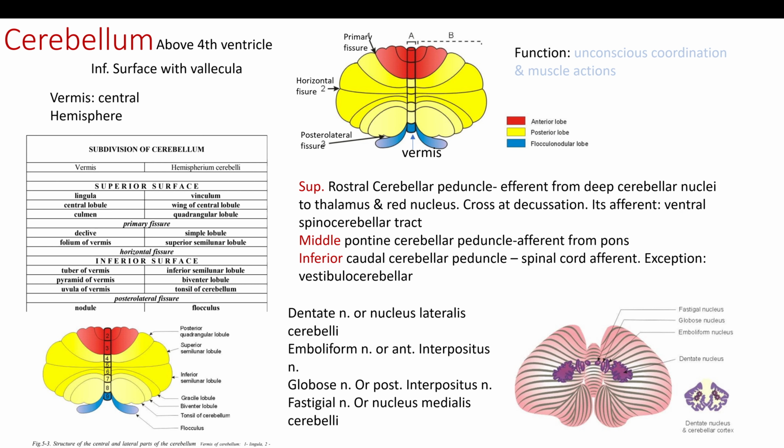It has several lobes. The anterior lobe from the superior medullary velum to the primary fissure. The posterior lobe from the primary fissure to the posterolateral fissure. The flocculonodular lobe, which is the combination of the nodule and the flocculus.